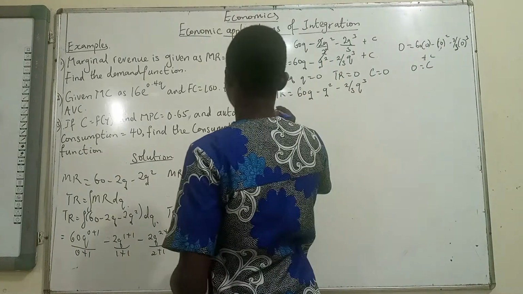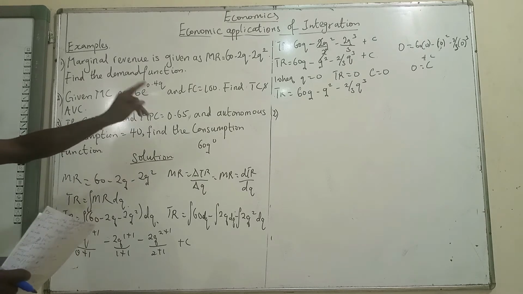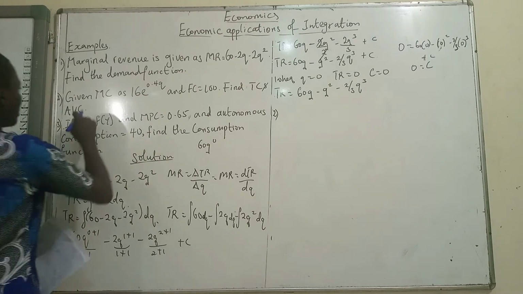Now, question 2 says, given the marginal cost function as this and the fixed cost as 100, find the TC and ABC functions.